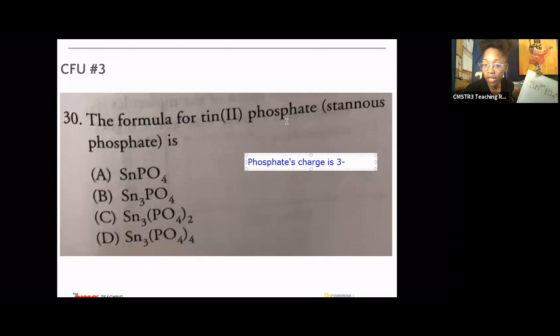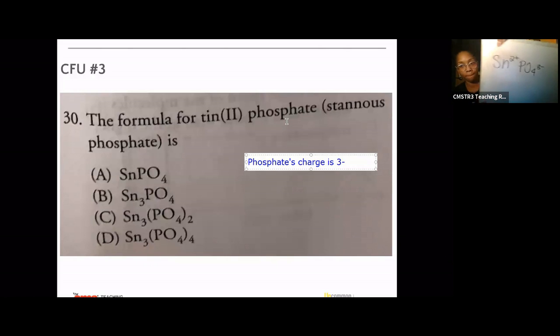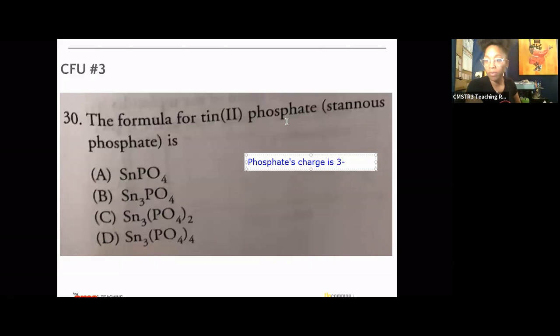That's my beginning. I've got tin with a 2+, and phosphate, which is PO4 with a 3- charge. When I swap and drop, I gave the 2 from tin to phosphate. I gave the 3 from phosphate to tin. So the correct answer is C.